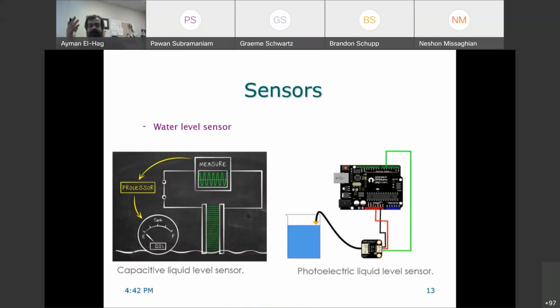Water level sensor. Sometimes you are interested to see the water level in certain container. There are different ways. There is a capacitive liquid level sensor. There is a photoelectric liquid sensor. Now, when we say photo or capacitive, this is the mechanism of the sensors. We are more interested into electrical sensors, so we will use more of the capacitive sensor more than the photo, but this is just to give you awareness about these sensors.